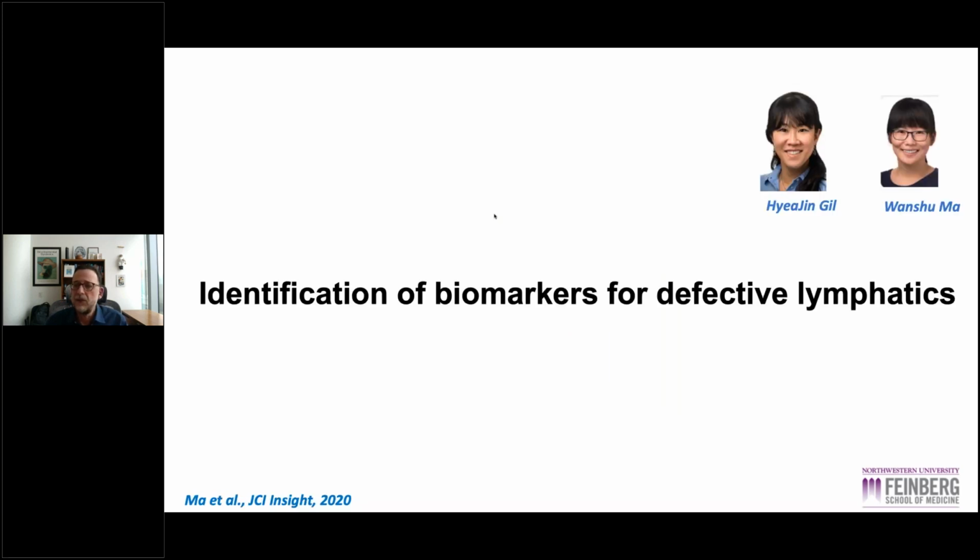So what we decided to do, Heijin, Jill, and Wenshu in my lab, was to see if we can identify biomarkers that will give us a hint that lymphatics are defective, because the problem is to identify lymphatic defects. Until now, most of the assays are really invasive, like lymphangiography, and you cannot do that in any individual that you want to test. So the idea was to see if there were biomarkers that will tell us that in this individual, symptomatic or asymptomatic, defects of lymphatics are present.